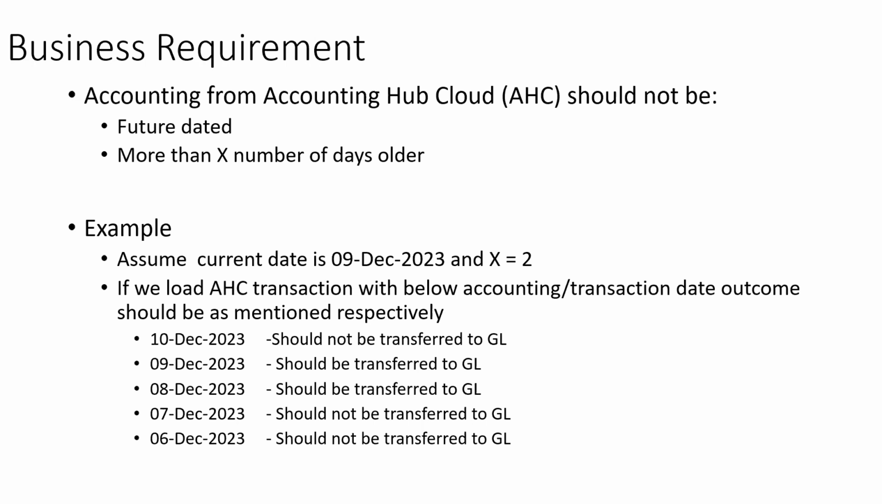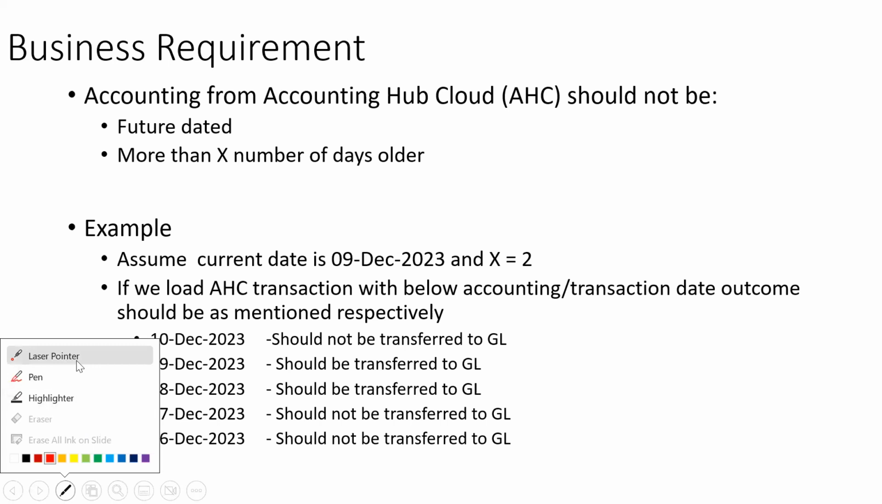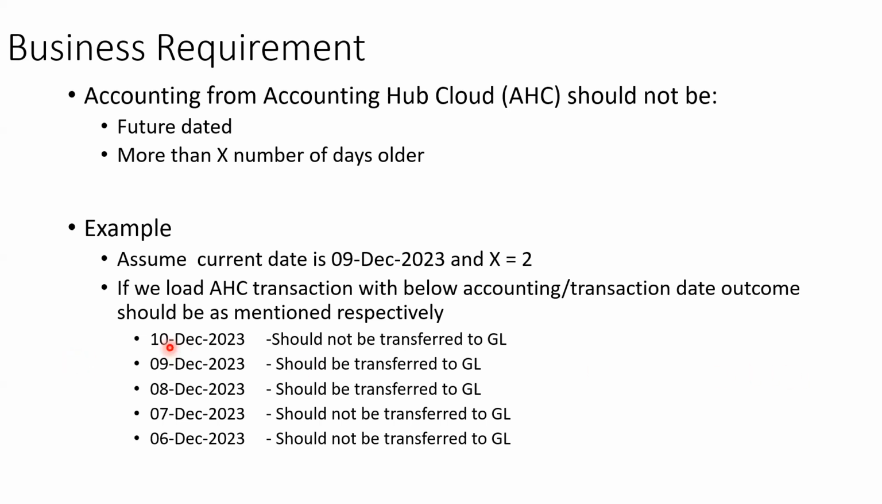To explain it, let me take an example. Assume the current date is 9th December 2020 and the value for X is 2 here. So if we load an AHC transaction with the below accounting or transaction date, then the outcome of the accounting generated from Accounting Hub Cloud for those transactions should be as mentioned respectively.